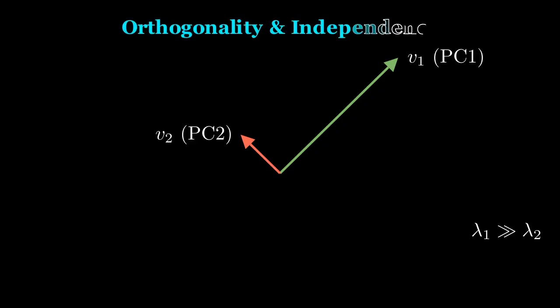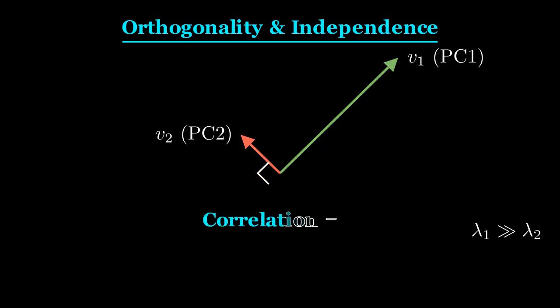Section 6. Orthogonality and independence. A key property of PCA is that all principal components are orthogonal to each other. In statistical terms, this means they are perfectly uncorrelated. By using these components as our new features, we have mathematically eliminated multicollinearity by construction.